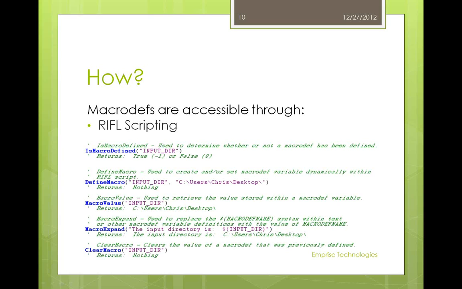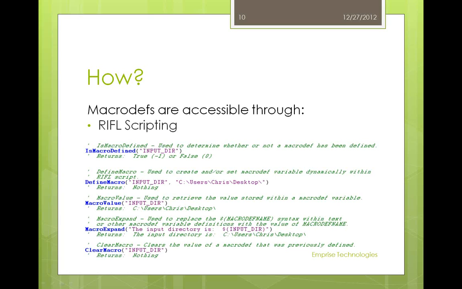To access macro def variables within RifleScript, the following functions can be utilized. First is macro defined. This is used to determine whether or not a macro def has been defined. This function returns a value of true or false. The second function used is define macro. This is used to create or set the value of existing macro def values.